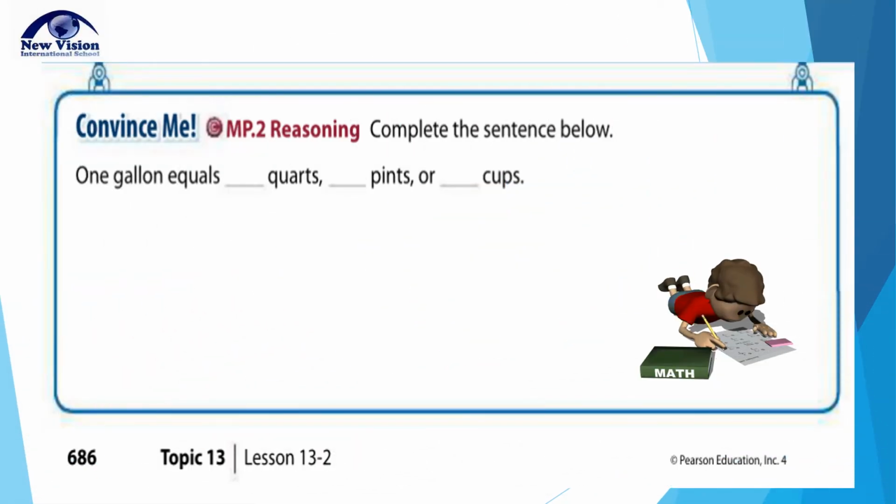Convince me. Complete the sentence below. 1 gallon equals how many quarts? Great! 4 quarts. 1 gallon equals how many pints? Very good! 8 pints. And 1 gallon equals how many cups? Excellent! 16 cups.